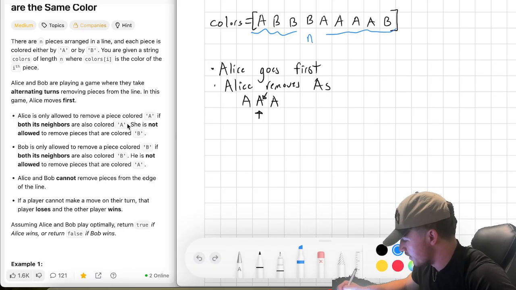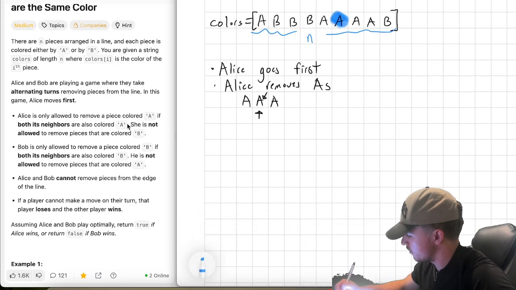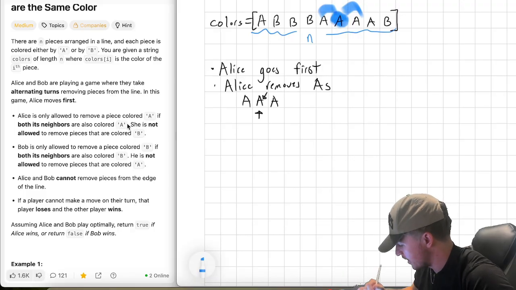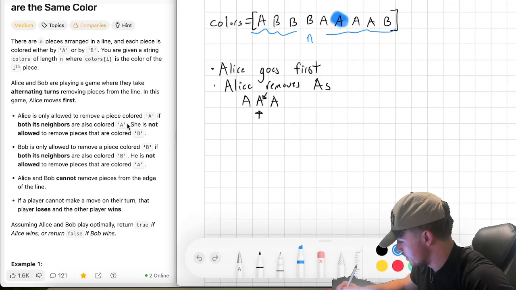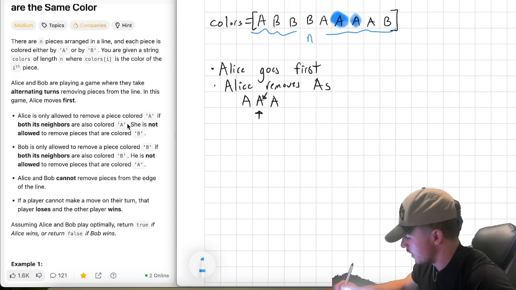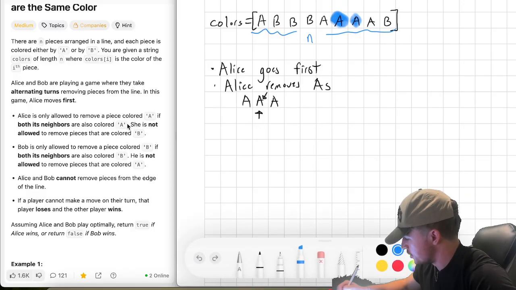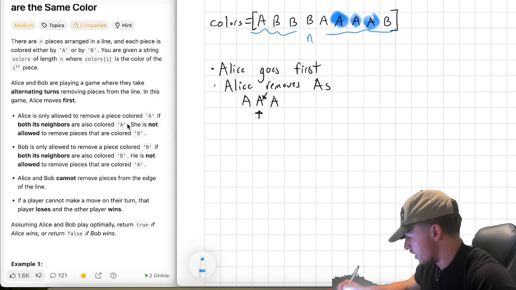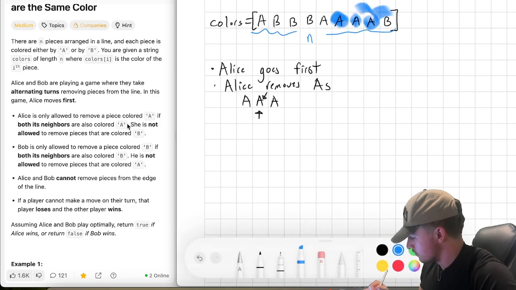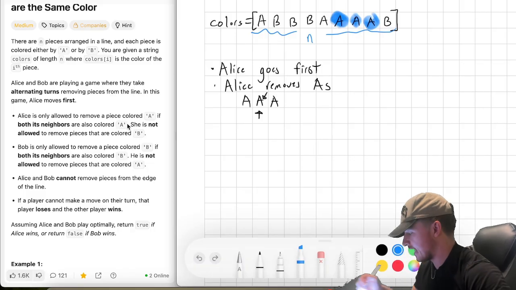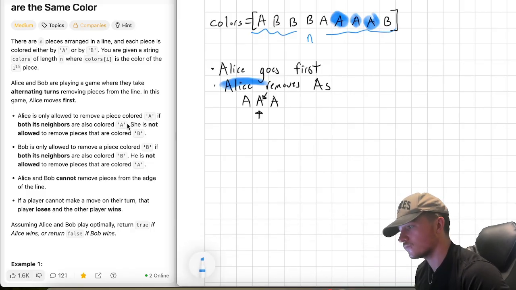Can she remove this A? Well, yes, because one neighbor is A, the other neighbor is A, and it's an A, so yes, she could remove that A. Could she remove this A? Yes, she could, because there's one neighbor A, another neighbor A, so yes, she can remove this A. Could she remove this A? Well, one neighbor is A, the other neighbor is B, so no. And then finally, can she remove the B? No, she can't remove the B. So those are the things that Alice could remove, I guess.